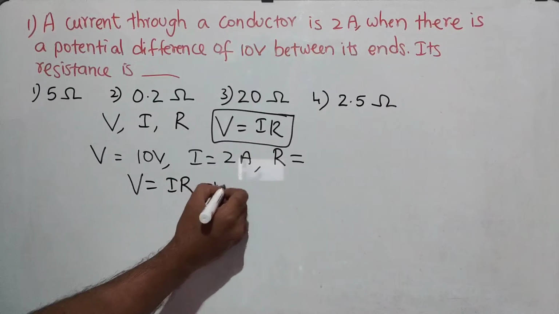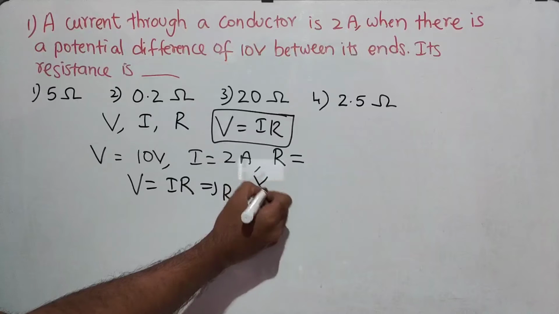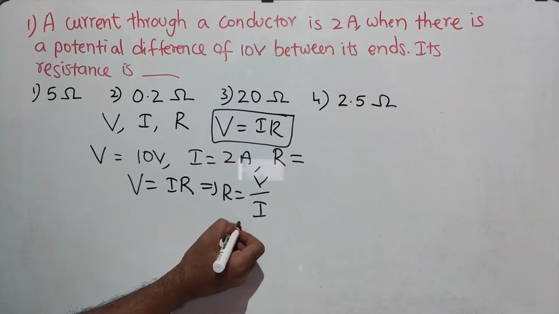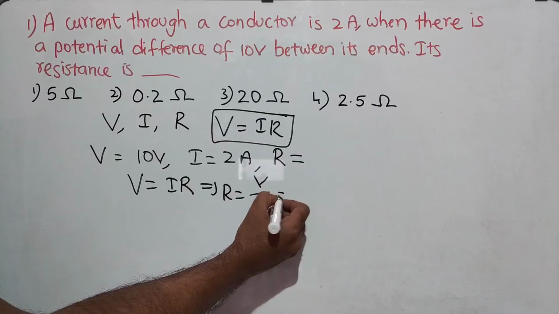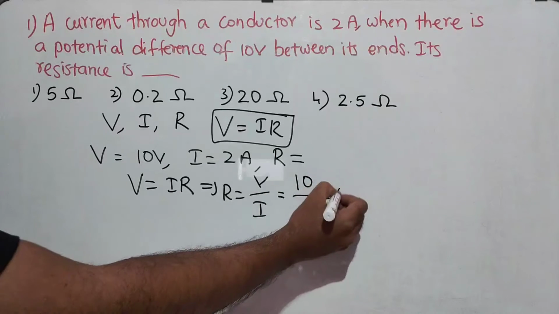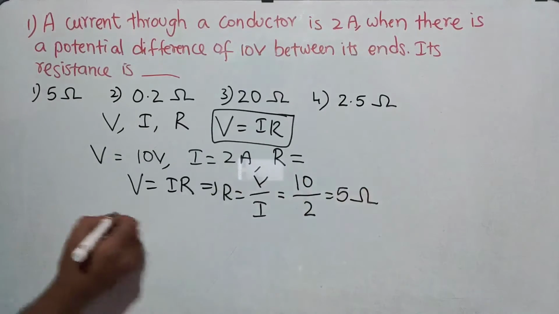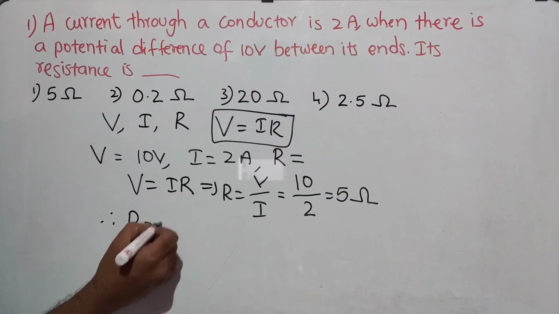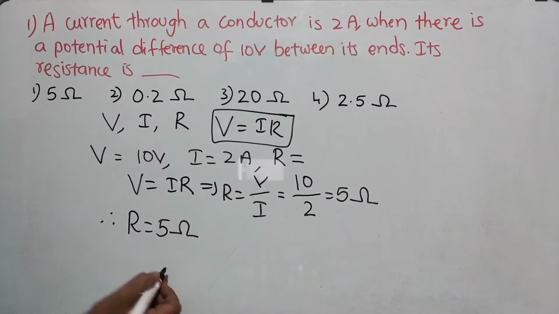So from this, R is equal to voltage by current, that is potential difference by current, that is equal to 10 by 2, that is equal to 5 ohms. So therefore resistance is equal to 5 ohms, and the answer is option number 1.